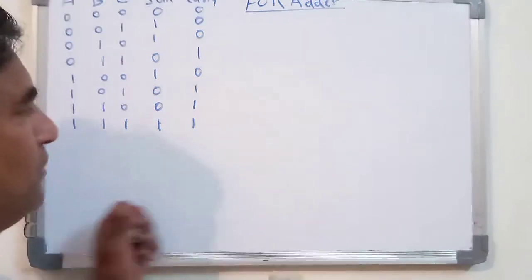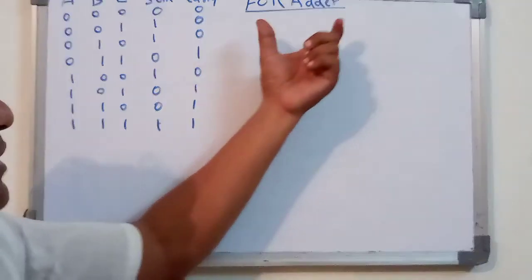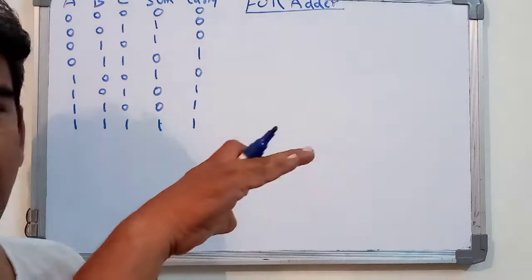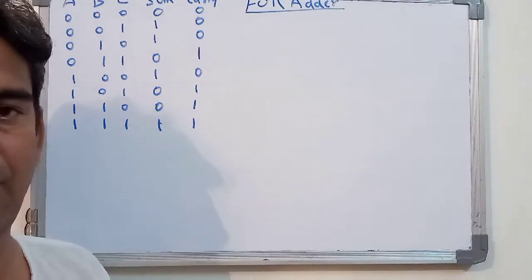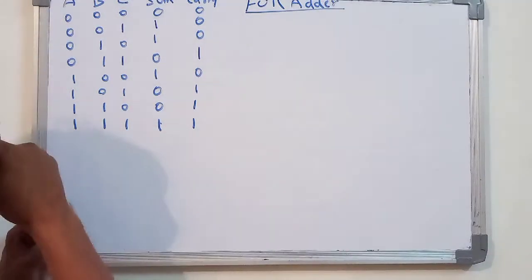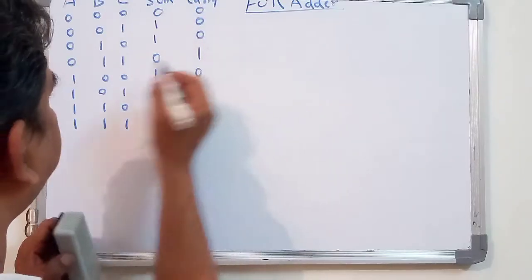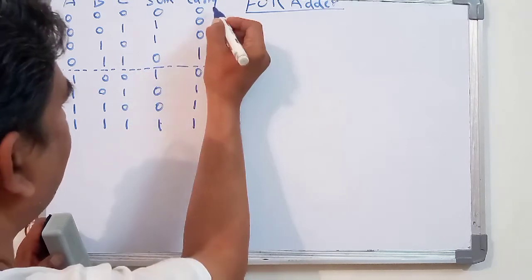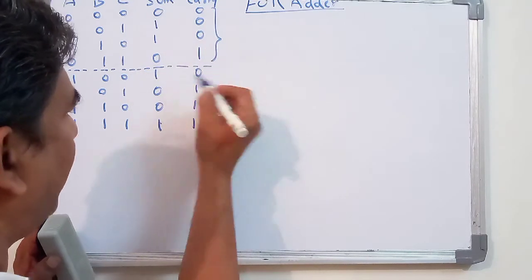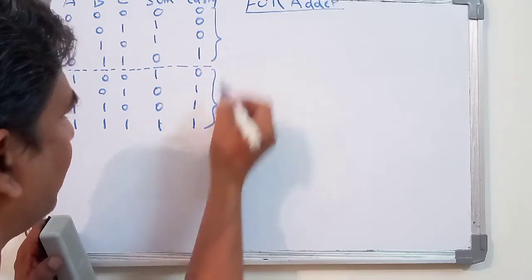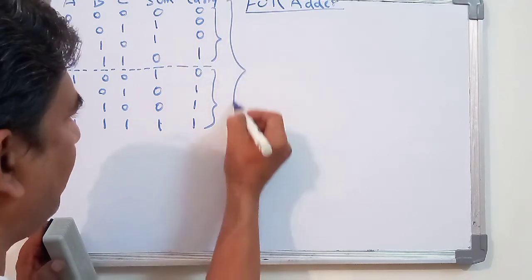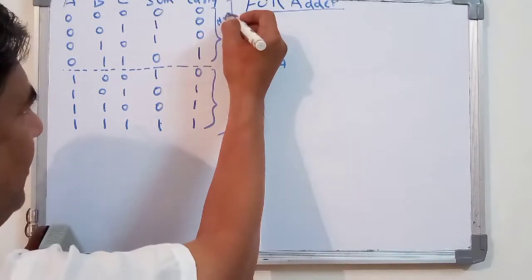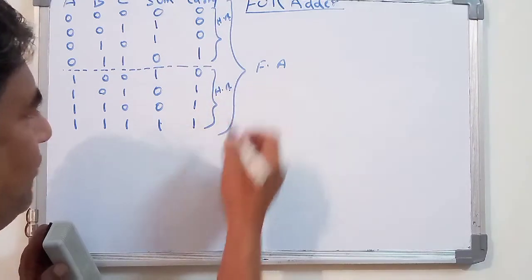Since you have completed the truth table for the full adder, now you just observe the table. Make it into two halves. What will you observe? If we make it into two halves, this half and this half will give you the full adder. Okay, this half adder you may say, and this half adder you may say.